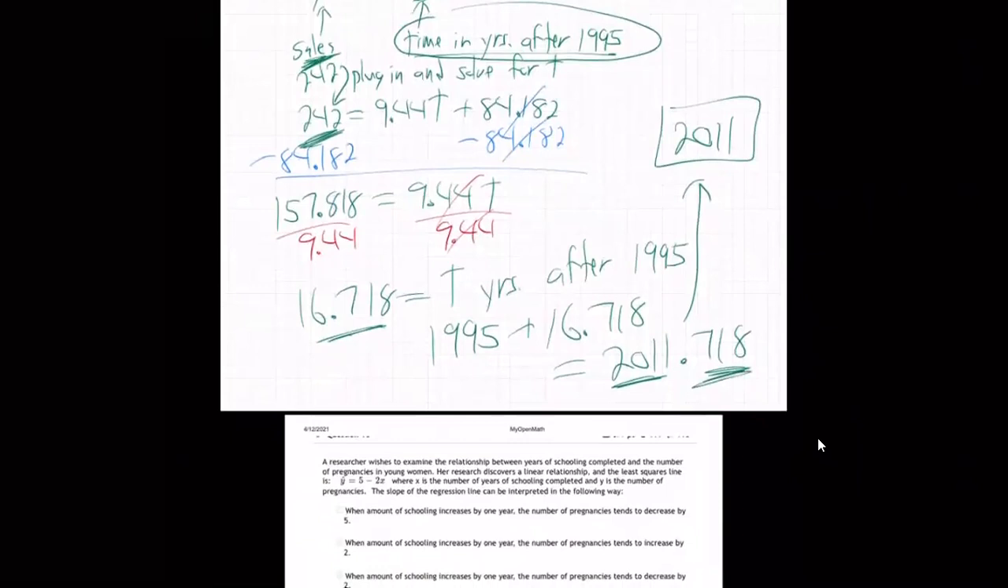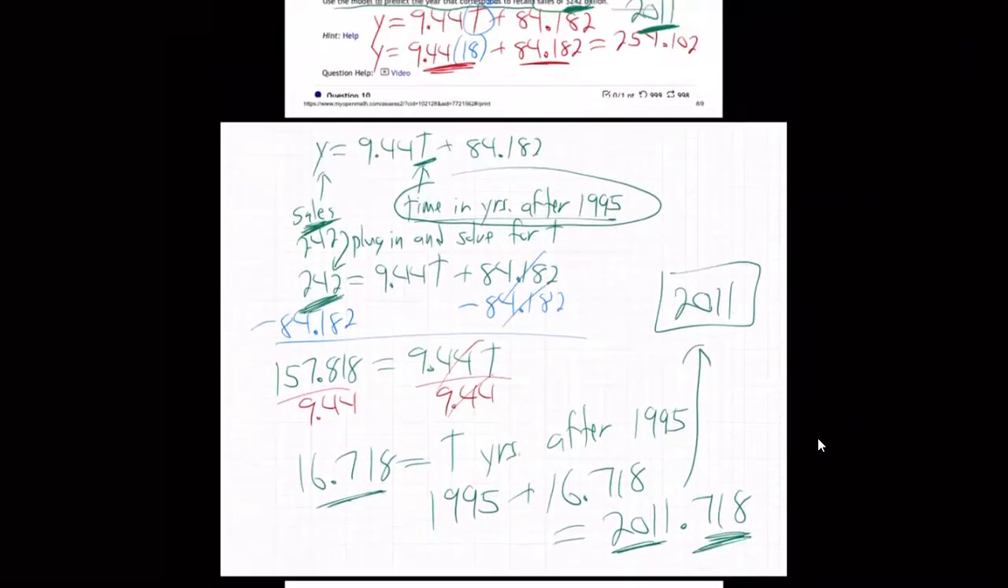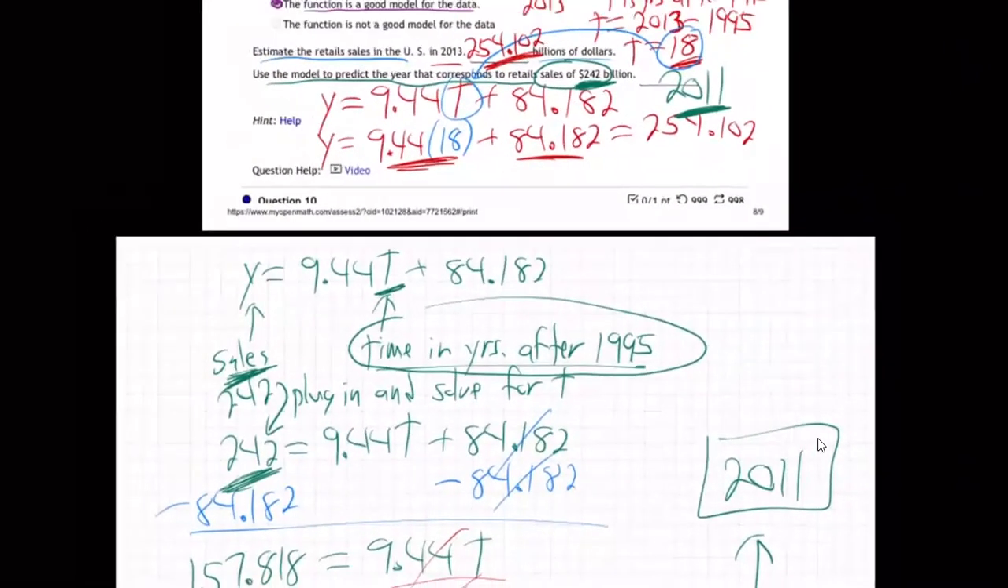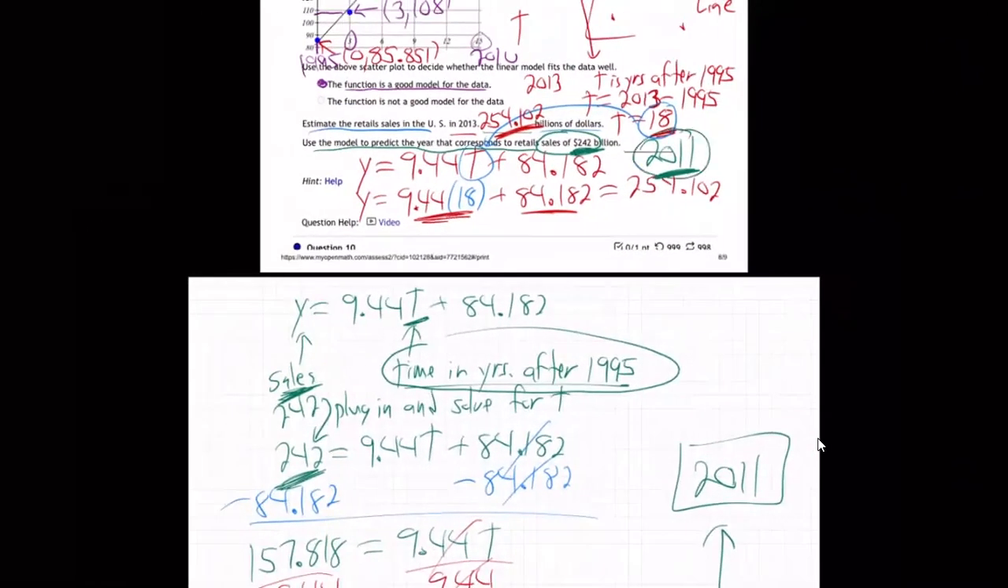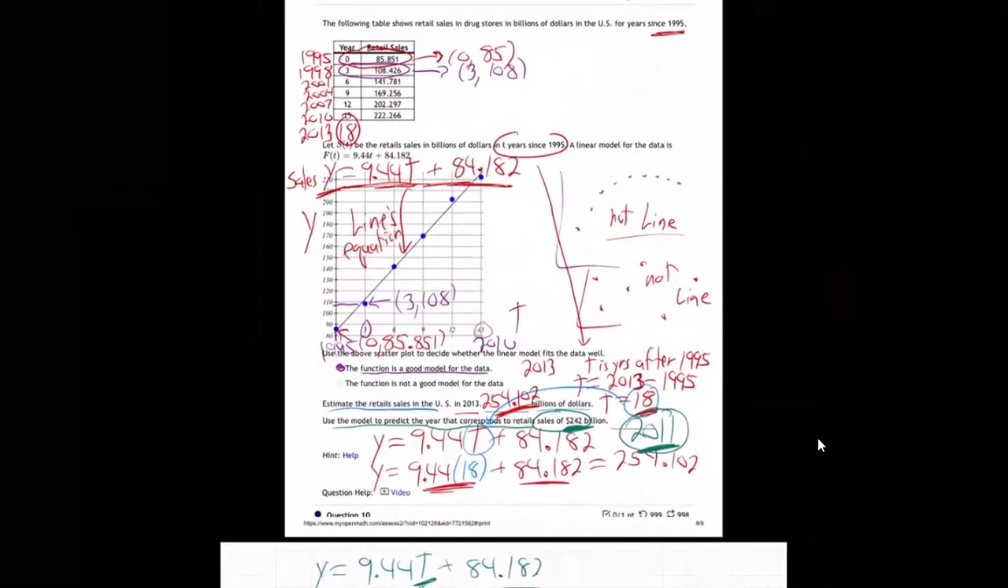Now you think, well, yeah, but what about the 0.7? That just means it's past halfway, right? 2011.5 would be halfway through 2011. It's just more than halfway through the year. It's closer to 2012, but it's not in the year 2012. It didn't make it to 2012. It's just late in the year 2011. So our answer would be 2011. So there we go, that's a tricky question.